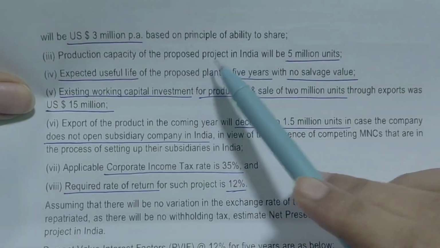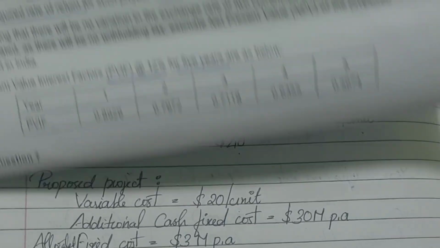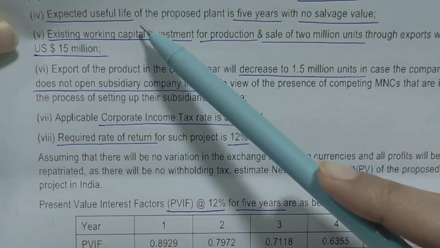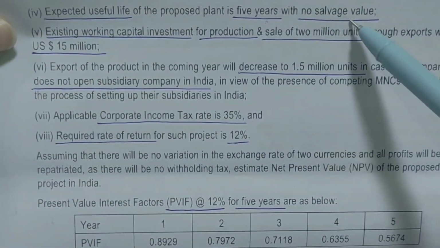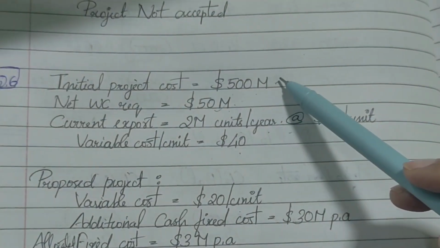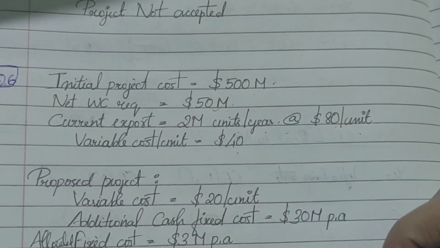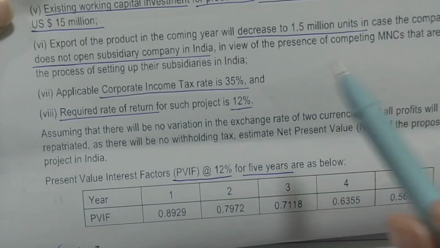Production capacity of proposed project in India will be 5 million units. So India's production capacity is 5 million units. Expected useful life is 5 years with no salvage value. So the cost is 500, salvage value is 0 and useful life is 5 years. So depreciation is 500 divided by 5, 100 million.